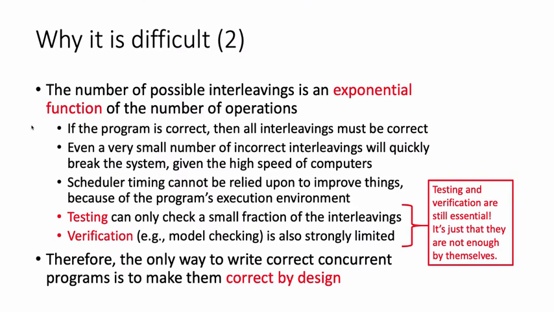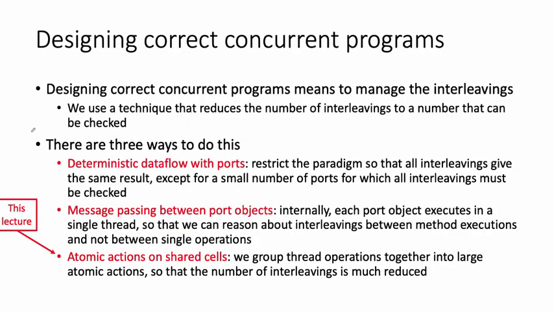Okay, so the number of interleavings is exponential. So how do we do it? Actually, this goes to one of the questions that was asked. Designing correct concurrent programs means managing the interleavings. We need to reduce the number of interleavings so that we can handle them, so that we can check all of them, so that there's only a small number.